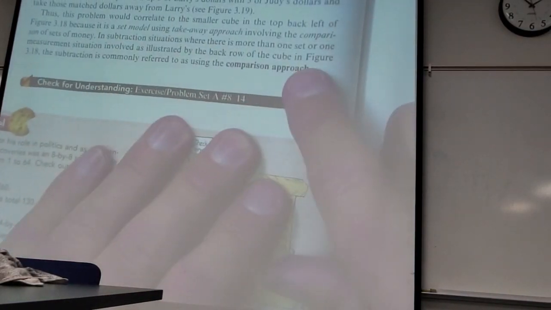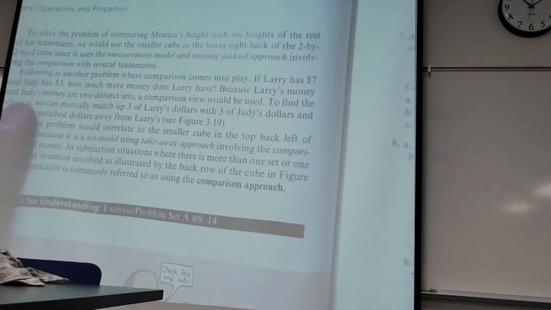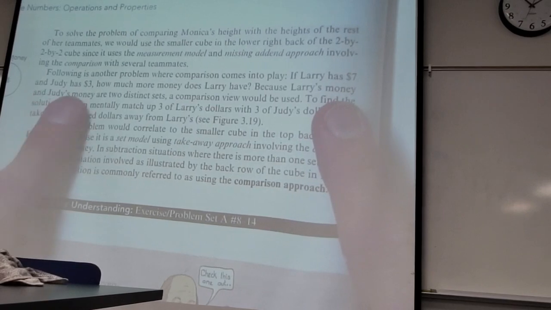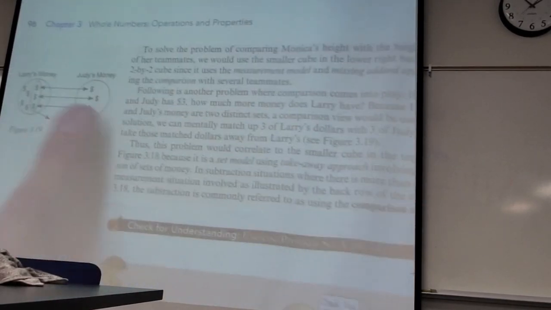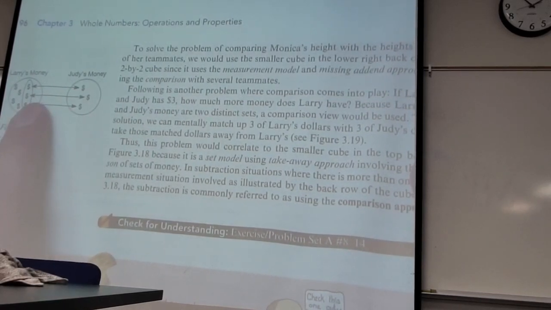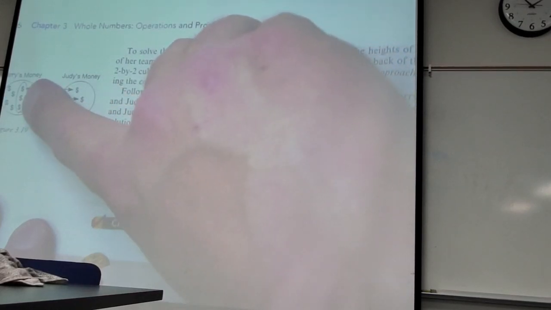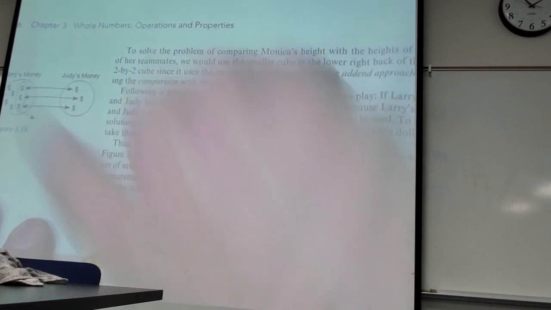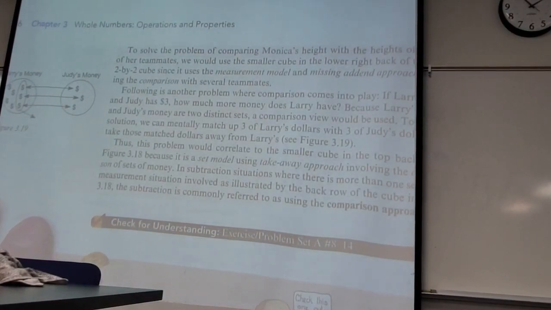Here's a little tiny thing about the comparison approach. If Larry has $7, oh, you guys can't see that. Larry has $7 and Judy has 3. How much more money does Larry have? So over here, here's Judy's money, here's Larry's money. So you find the set of Judy's money in Larry's money, and then you can see the excess Larry has. It's still subtraction, yes?